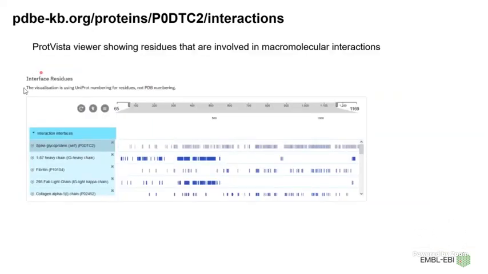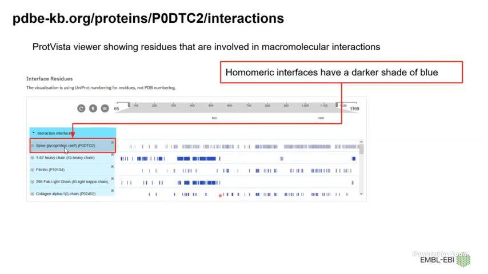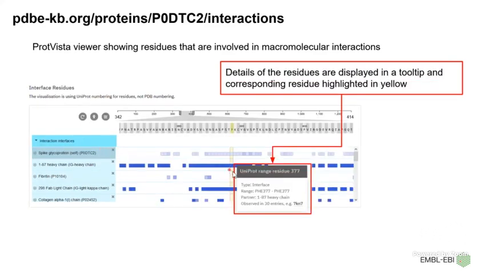Moving on, the next part takes you to the ProtVista viewer, showing you the interface residues which are involved in macromolecular interactions. You can see all the residues which are involved at the macromolecular interaction interface. Usually the homomeric interfaces like this, the self interactions, are shaded in a darker shade of blue. If you hover over any residue, the details of the residue are highlighted in the tooltip, and it gives you the details about how many entries it is present in as well.